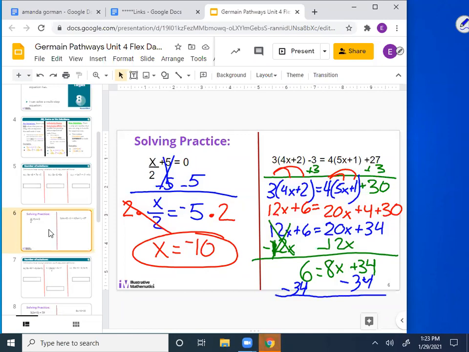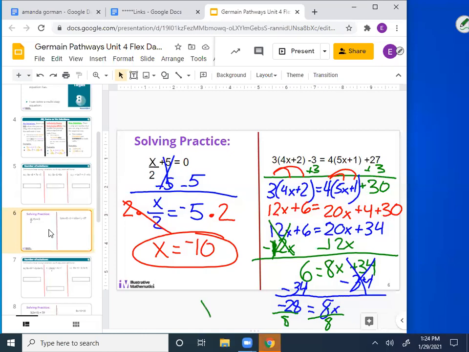6 minus 34 gets me -28. Okay? Now, I have -28 is equal to 8x. I need a single x, so I need to undo what here? Multiplication. By doing what? Very good. Divide by 8.